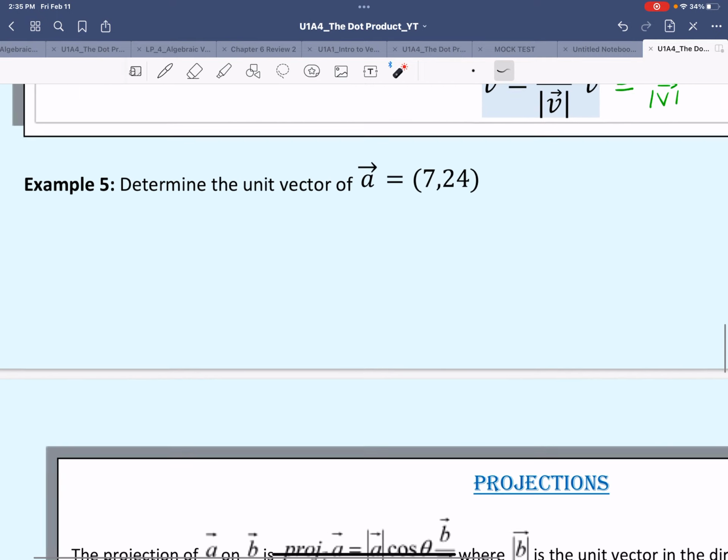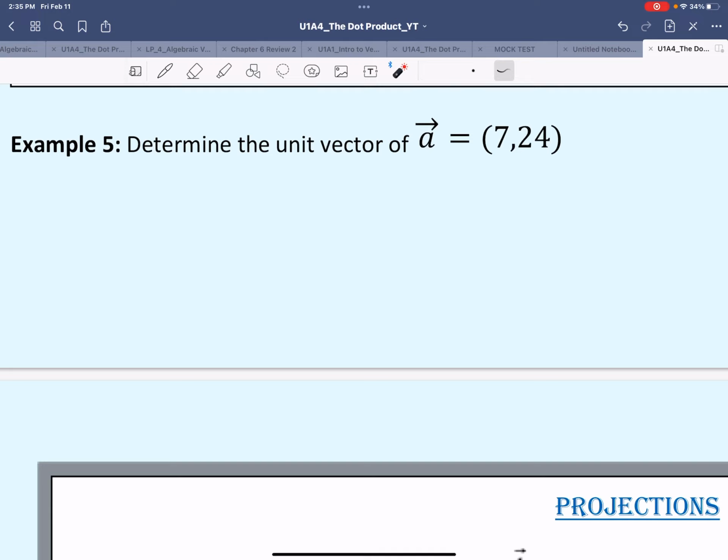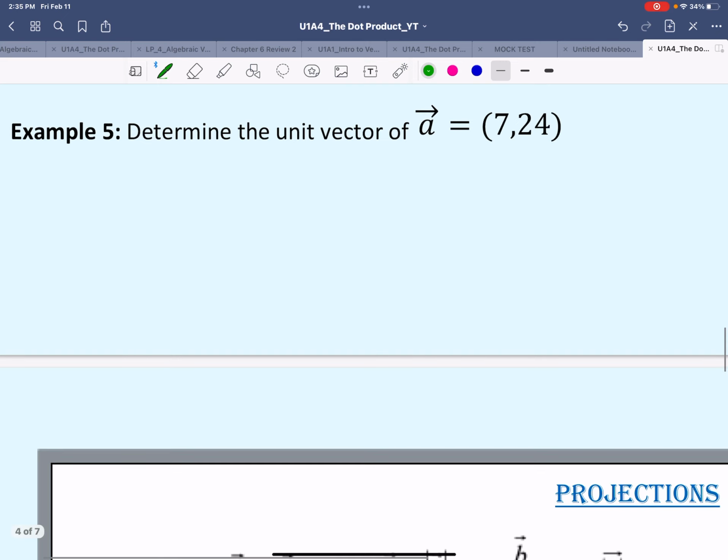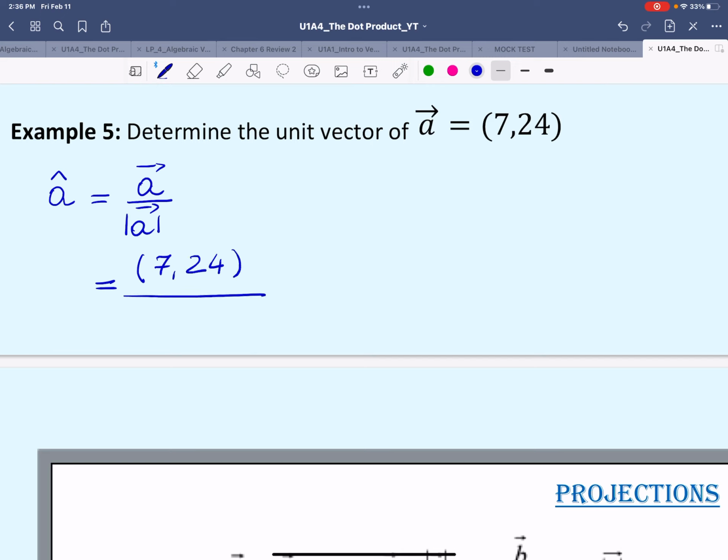Now let's take a look at an example and see how we can find the unit vector of a given one. So here we have vector a. Vector a is an algebraic vector described by the coordinates x equals 7, y equals 24. To find the unit vector of a, this little a with a hat, we have to use the formula vector a divided by its magnitude. Vector a itself has the coordinates 7, 24. This is how we can describe vector a, right? Divided by the magnitude, and for the magnitude we have to do a little bit of work.